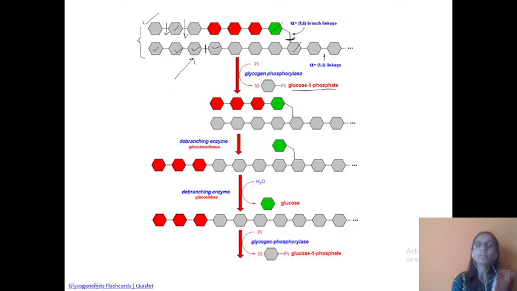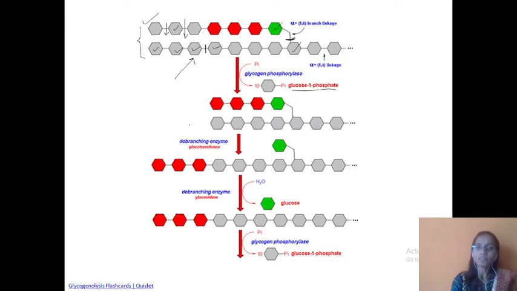Similarly, it will cut this linear segment of glucose molecules and generate a number of glucose 1-phosphate molecules. But when it reaches 4 units of sugar from the branching point, it will remain as it is. It will not cut further.